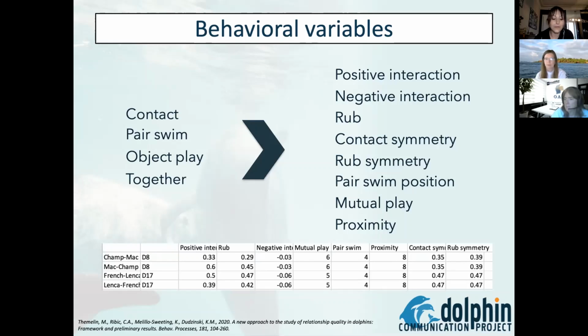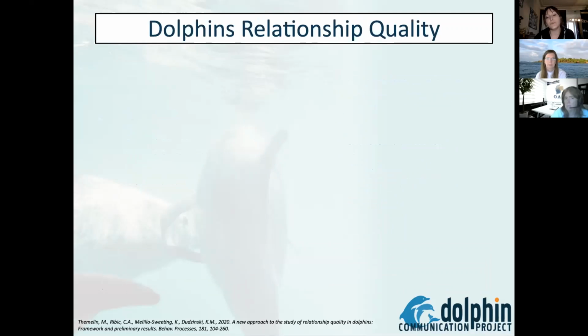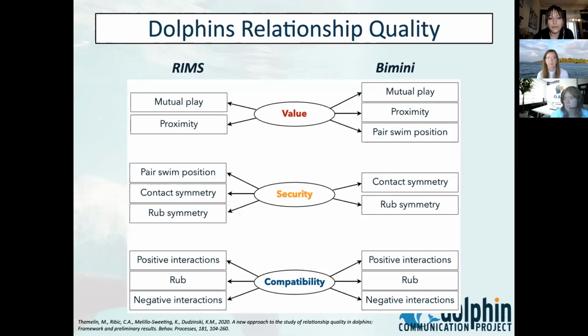So we use what is called a principal component analysis. Basically it's helping us reduce the number of variables to have only a few behavioral components. And so it means if we have only 3 categories with our 8 behavioral variables, and the variables inside those categories correspond to the definitions we gave earlier of value, security, and compatibility, then we can apply the method used in chimpanzees and baboons to dolphins. And these are the results we got.